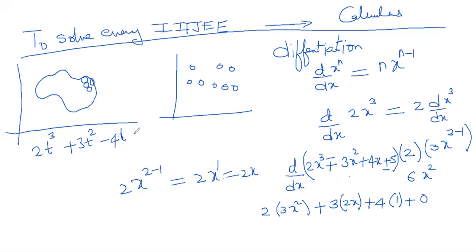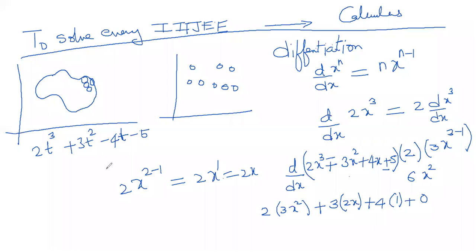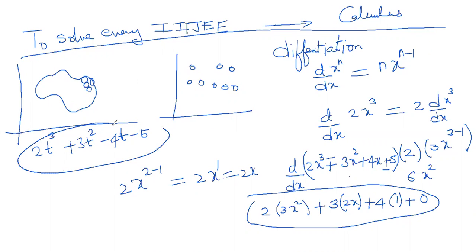Why? Because we are differentiating with respect to time. Time is that parameter which we have to differentiate. Understood? So understand, the only difference is this is mathematics, this is physics. In physics, you will have it with respect to time only, always.